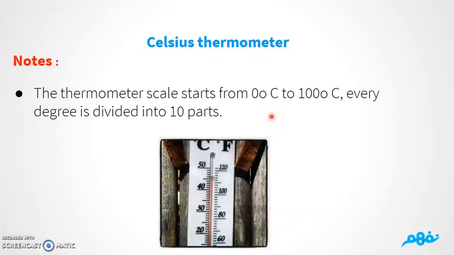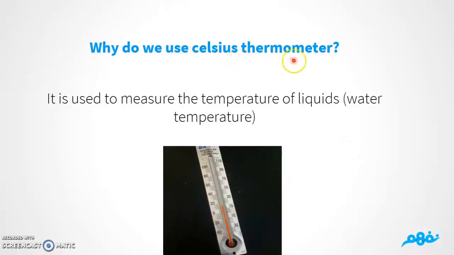We should know something pretty important. The thermometer scale starts from 0 up to 100. Now we talked about the medical thermometer and we said it's from 35 up to 42. But in the Celsius thermometer, the scale starts from 0 till 100. And every degree is divided into 10 parts. As you can see, we have 10 parts here. Great. So why do we use the Celsius thermometer? We use it to measure the temperature of liquids, like water, for example. So if you want to measure liquids, like water or milk, we can use the Celsius thermometer.